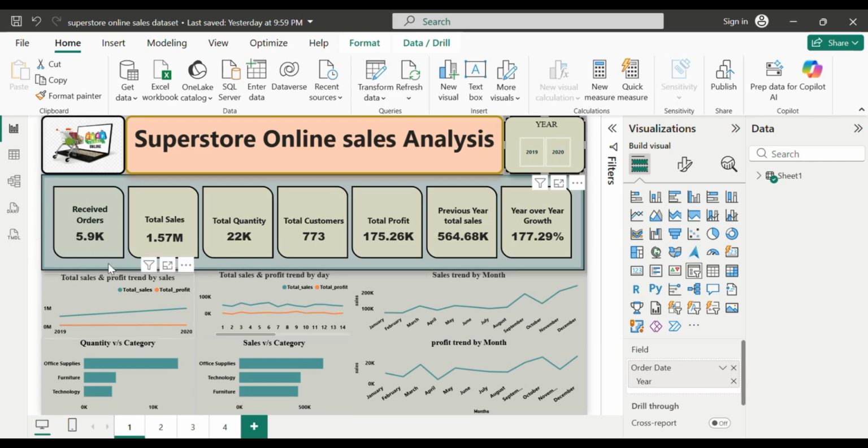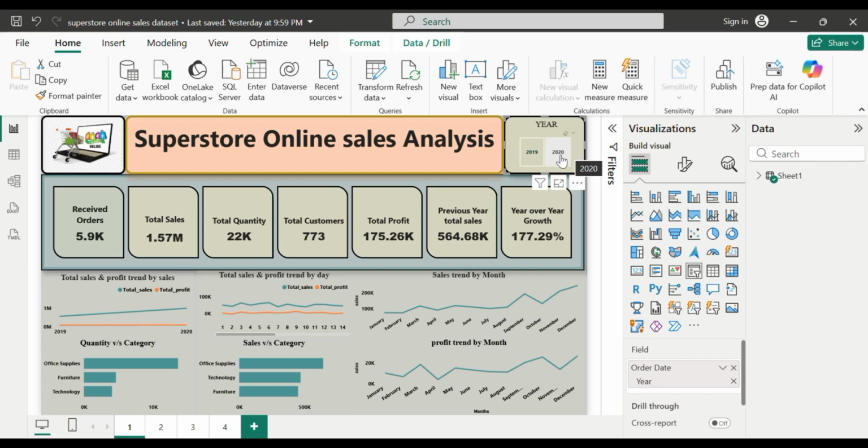Total orders are 5.9k. Total sales are 1.57 million. Total quantity of sales is 22k. Total customers buying repeatedly and continuously are 773 customers, over just 2 years, buying repeatedly online. Total profit is 175.26k.